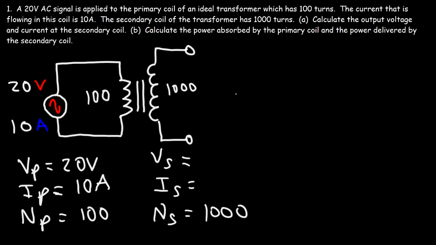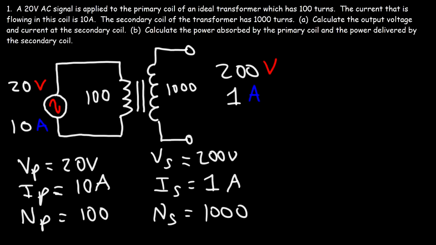So as we said before, because the number of turns increases by a factor of 10, the secondary voltage will increase by a factor of 10. So the voltage at the output will be 200. The current is going to decrease by a factor of 10. So it's going to be 1 amp on the right side.